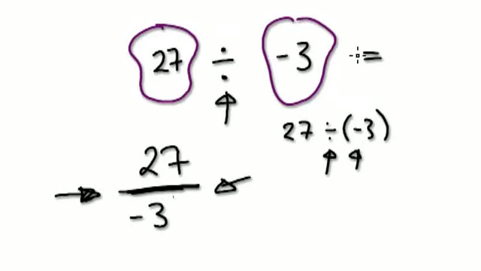So just do 27 divided by 3 as normal, which is 9. And because there's only one negative, the answer would be negative. Okay, in the next video we're going to do some more and practice.